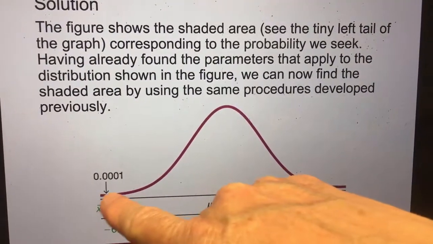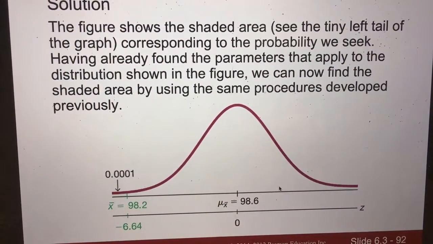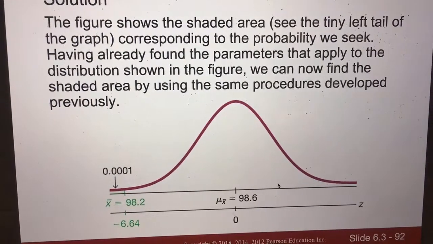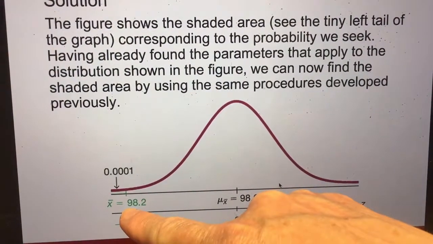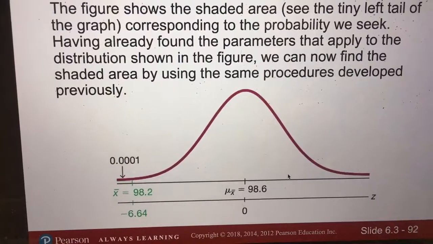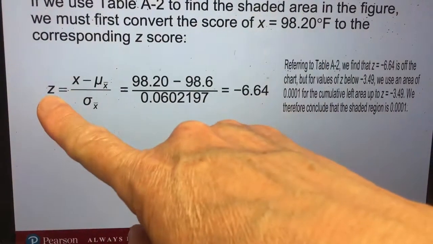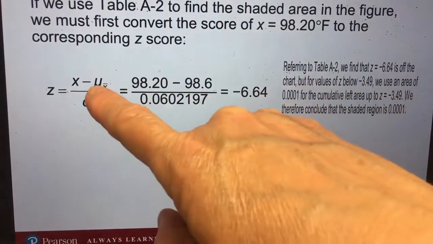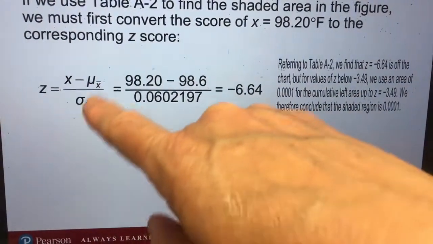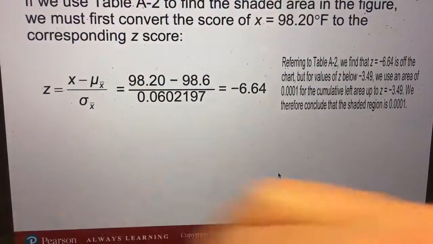The figure shows the shaded area. See the tiny left tail of the graph corresponding to the probability that we seek. Having already found the parameters that apply to the distribution shown in the figure, we can now find the shaded area by using the same procedures developed previously. So the sample mean we're looking for is 98.2, and we're going to use the z-score with the standard error. Here we have x bar of 98.2, the mean of the sampling distribution 98.6, and the standard error of the mean 0.06. So we get negative 6.64, way to the left.